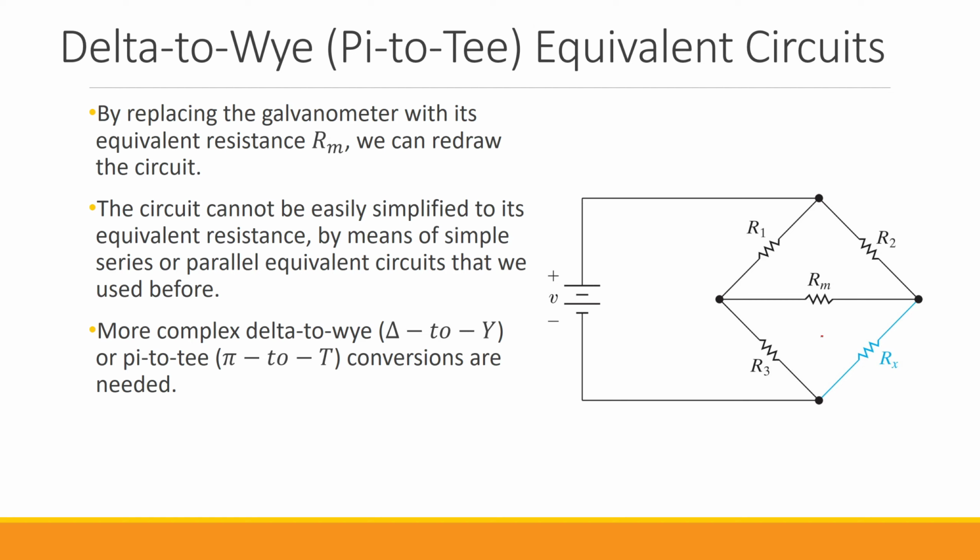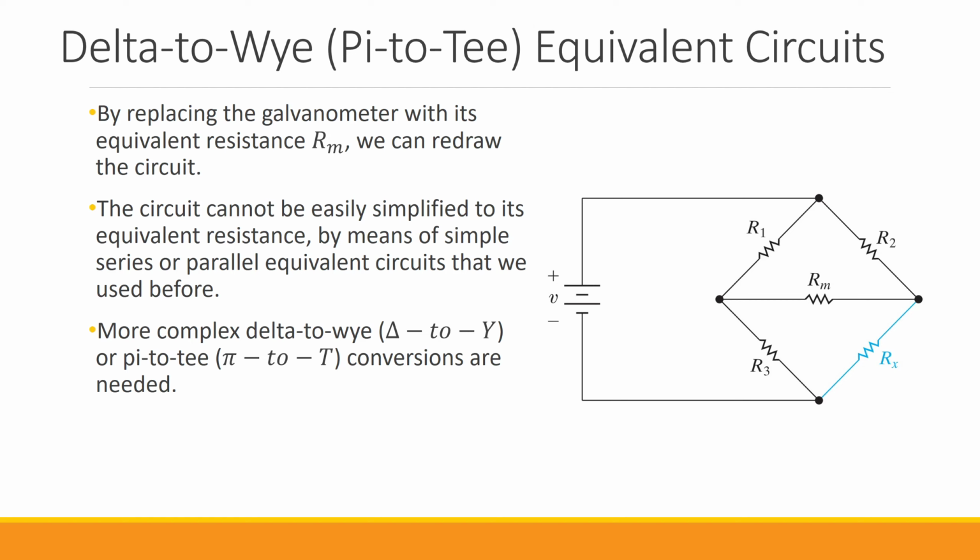Right now what we have is that the R3 is not variable anymore. So it means that we cannot change this to the point for which the current in the middle branch to be 0. Because of the interconnection of this circuit, the circuit cannot be easily simplified to its equivalent resistance.